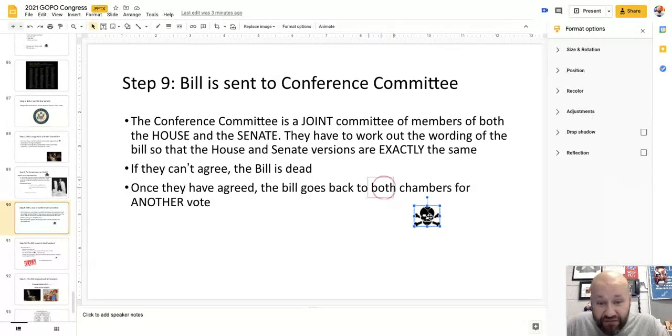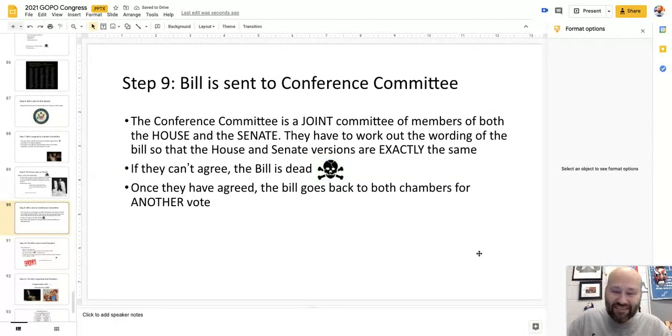When I switched over to Google Slides, it moved my skull and crossbones around. It's driving me nuts.